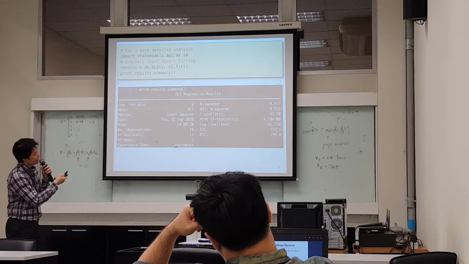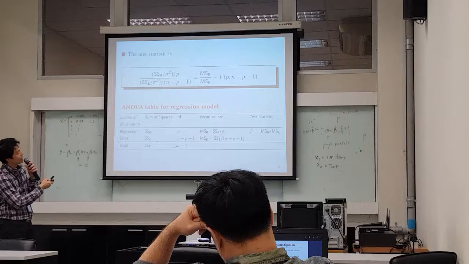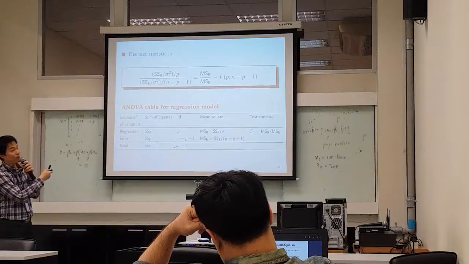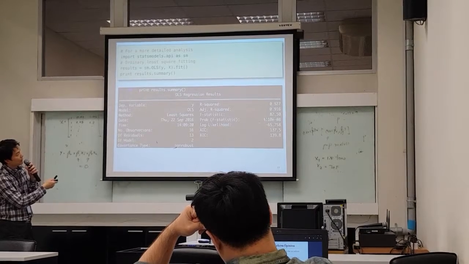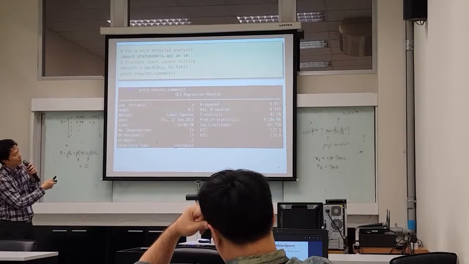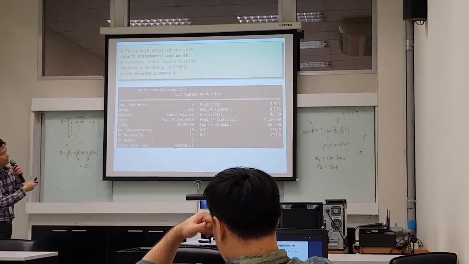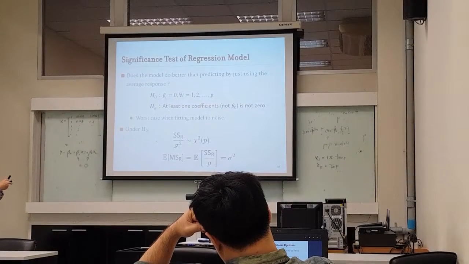Just look at this one. This is the F statistic from this equation, MSR divided by MSE. And this one is the p value. The p value of this test statistic is 4.1 to the minus 8. So this means you reject the null hypothesis. If one of the coefficients is not 0, your regression model is significant.